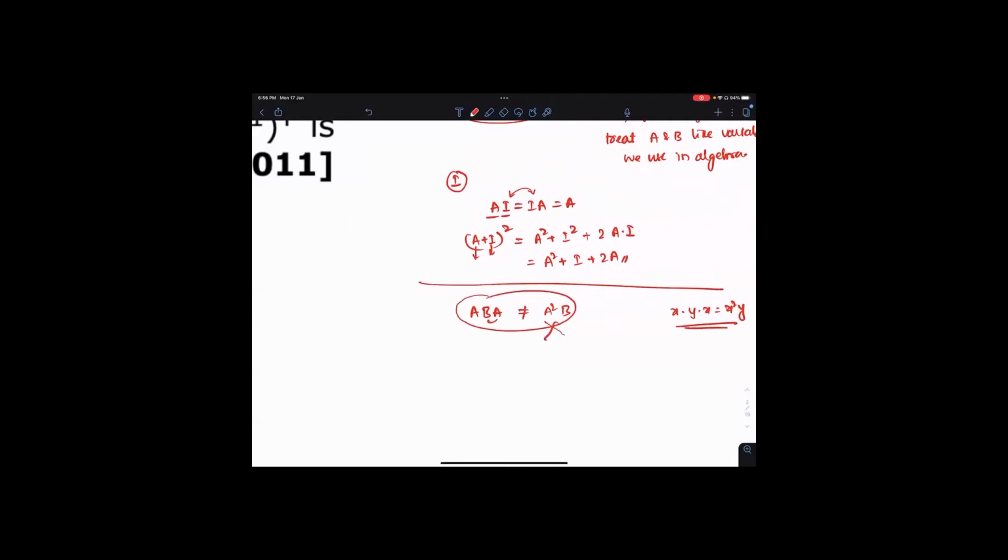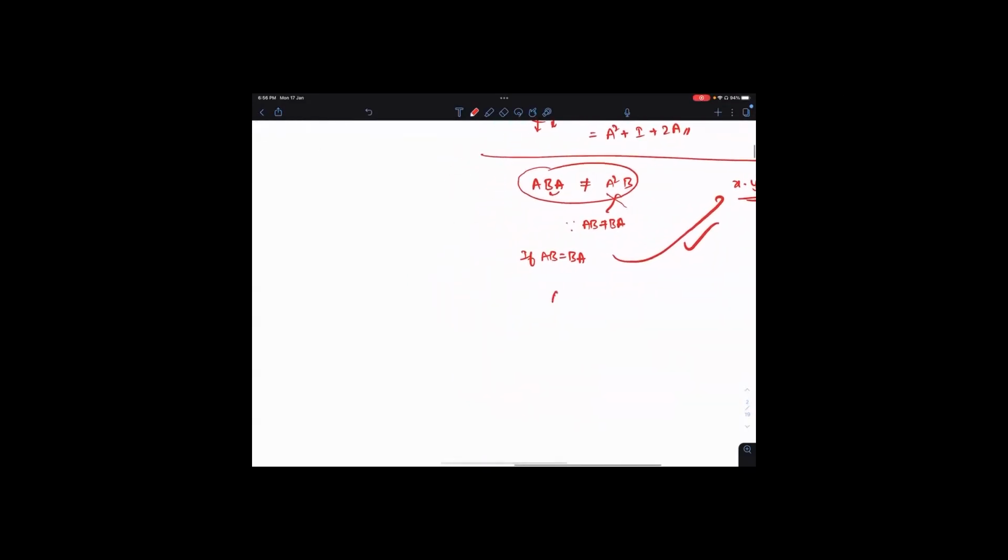Again, the only reason why this is not equal is because AB is not equal to BA. But if AB equals BA, you can do this. Okay. That means if AB equals BA, and you have A, B, A, A, B, B, B, A, you can combine. How many A's are there? 4 A's. So A power 4.